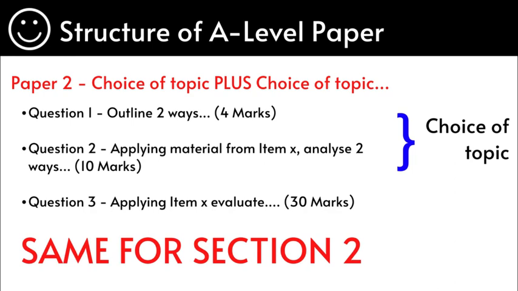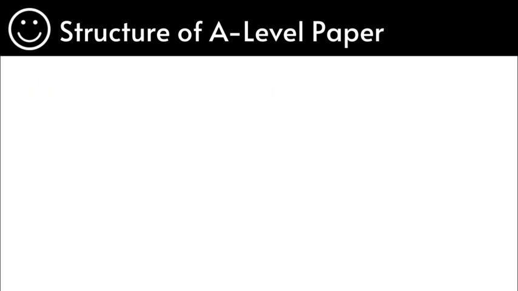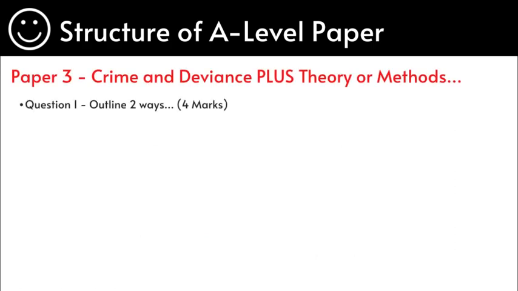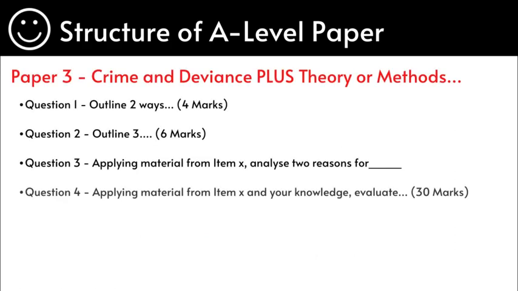So these are 2-hour papers each, especially at A-level. Crime and deviance plus theory and methods is again pretty much the same structure, but a bit different compared to paper 1 and 2.